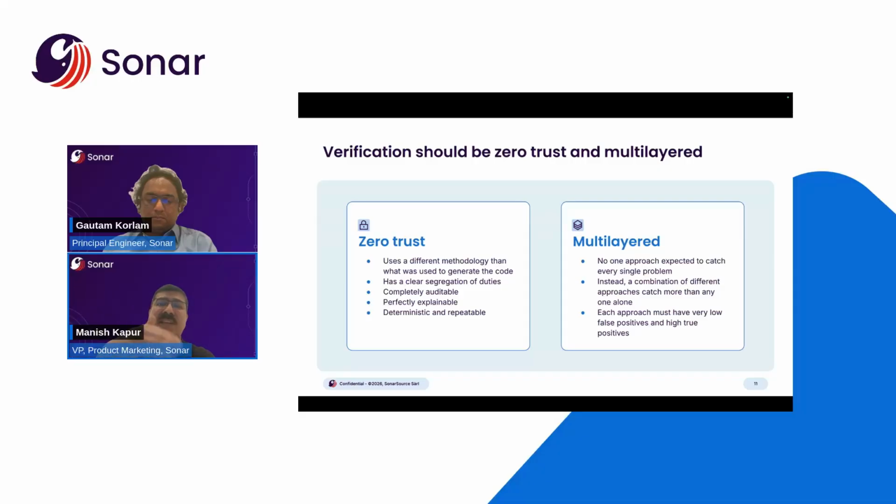AI code review is another layer. So these layers, each layer is meant to catch certain types of problems. And by the time you're done reviewing the code, you will have solid production-ready code with very few false positives and code that you can actually trust. Next slide.